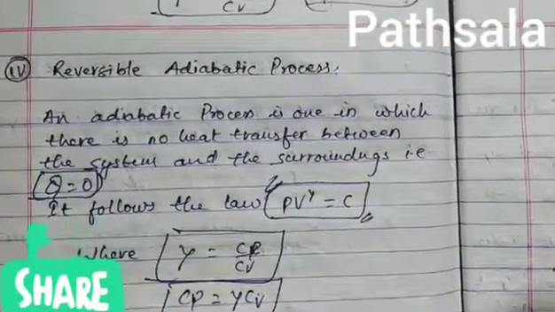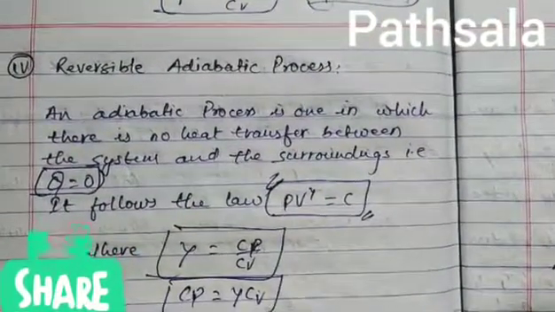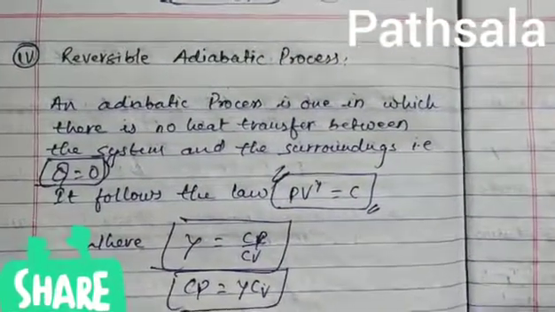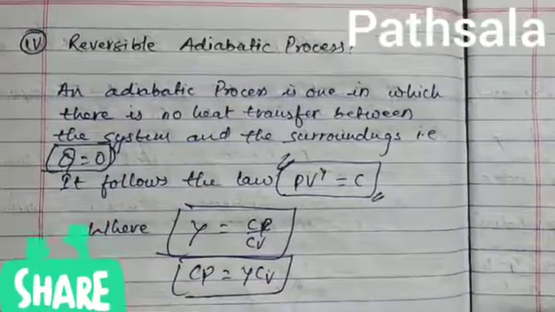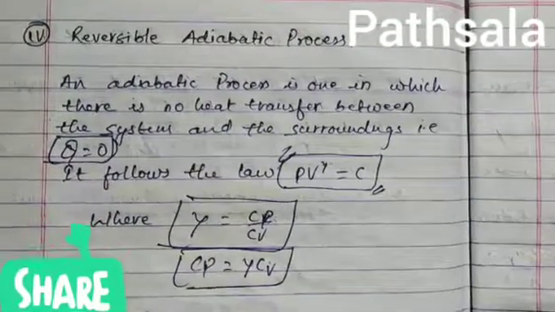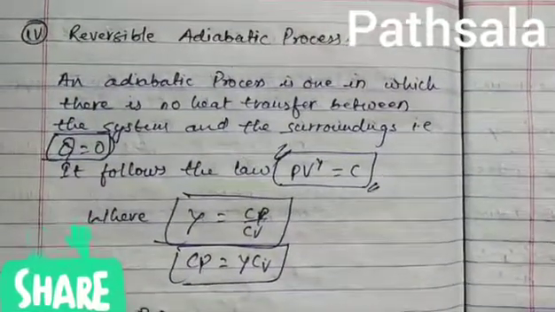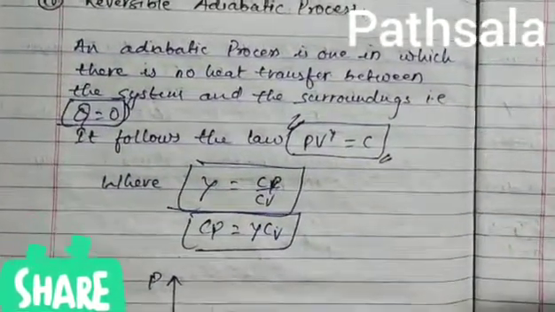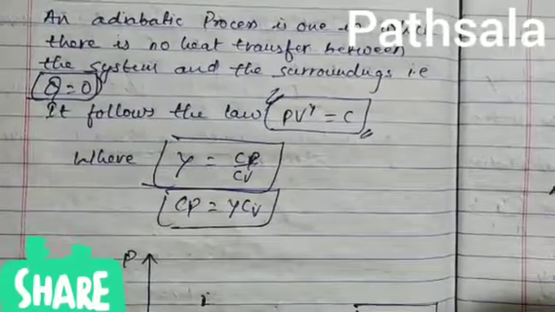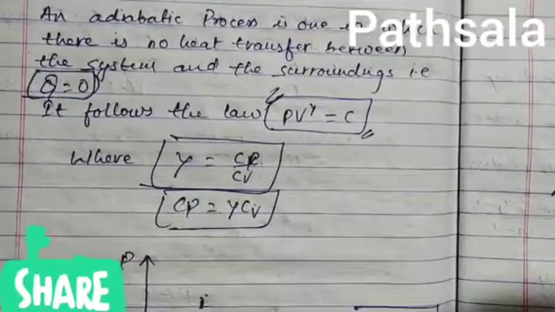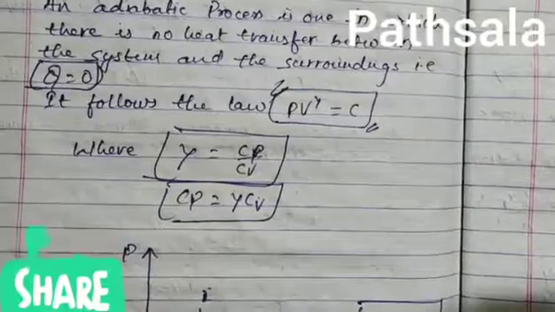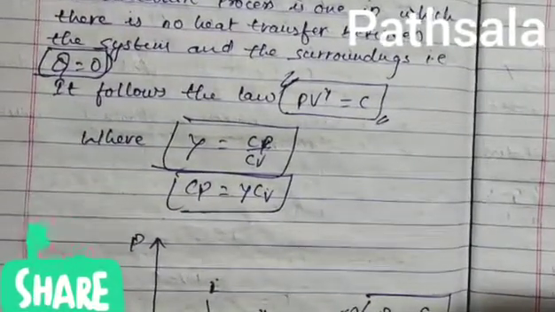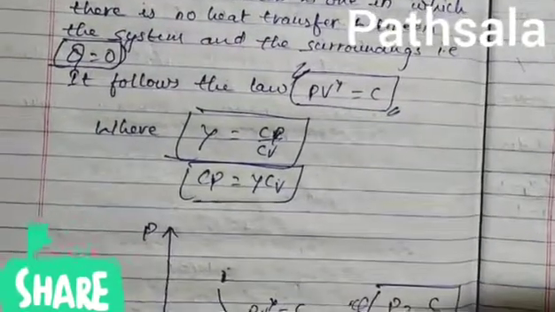Now, the reversible adiabatic process. In the reversible adiabatic process, heat supply is equal to 0, and as we can see, an adiabatic process is one in which there is no heat transfer between the system and the surroundings, that is, Q is equal to 0. It follows the law PV to the power gamma is equal to C, where gamma is equal to Cp upon Cv, Cp is equal to gamma Cv.